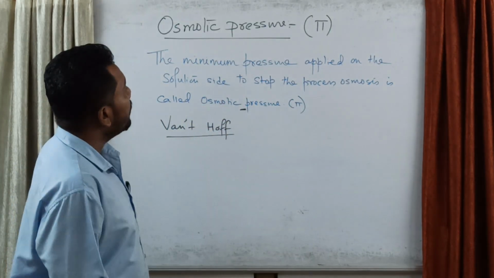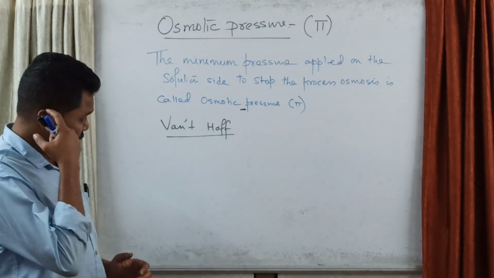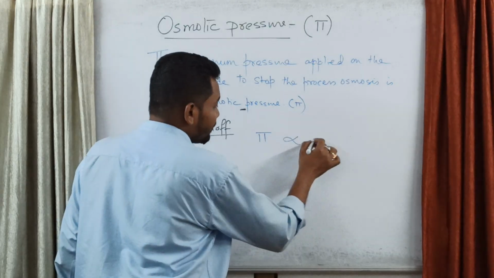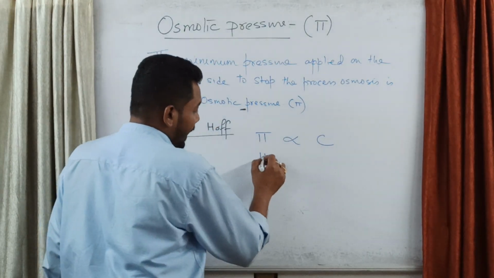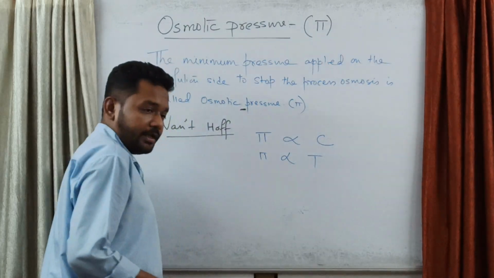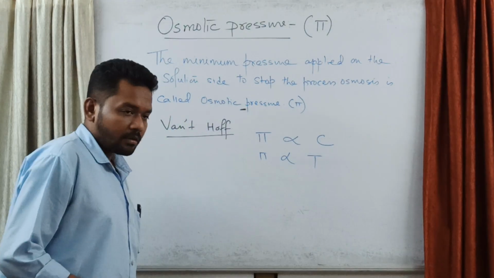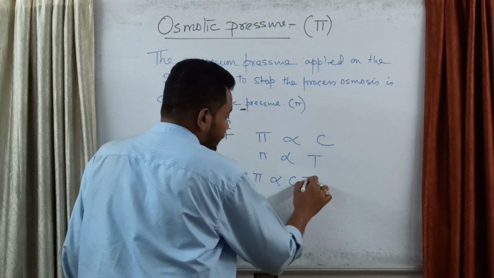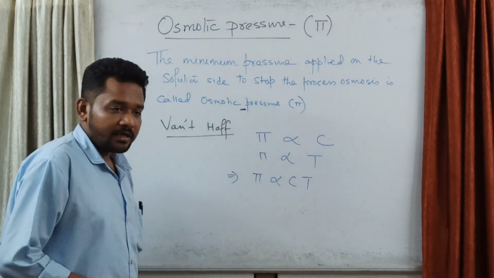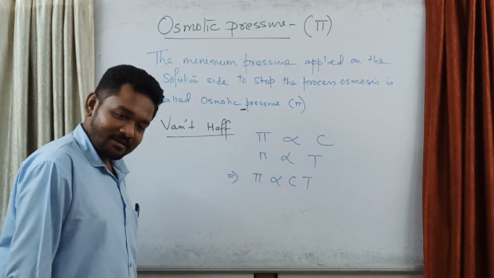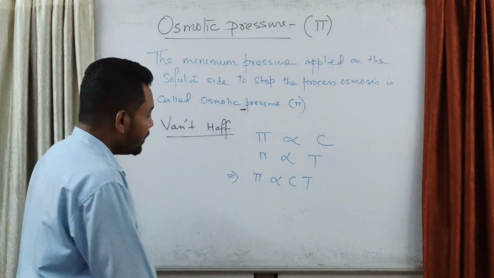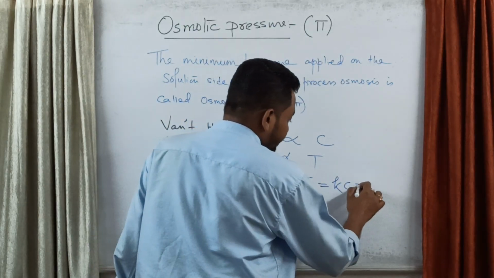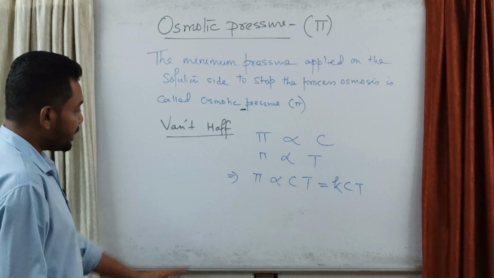Well, according to Van't Hoff, osmotic pressure is directly proportional to concentration and temperature. So we can simply write pi varies as C, or pi varies as T, from the Van't Hoff concept. Now from the variation theory, pi varies as CT. When pi varies as CT, you can equate it, so there should be a constant term coming, that is K: pi equals KCT. So write it down.